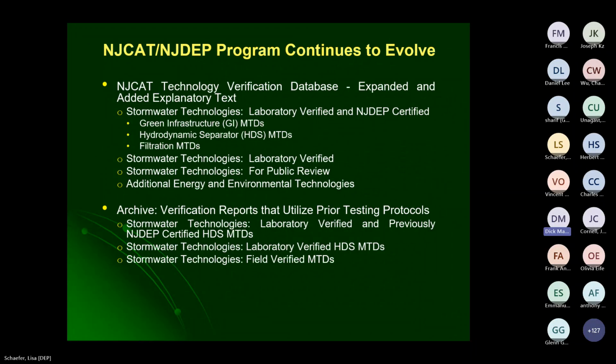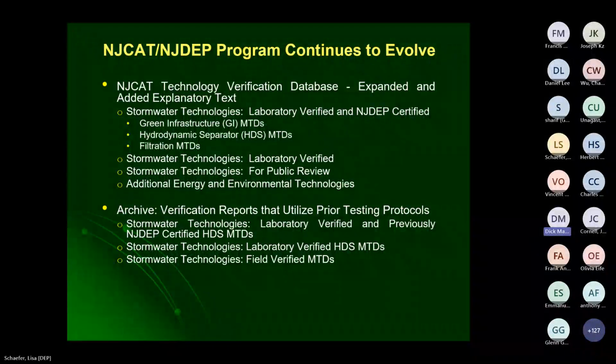Okay, the program continues to evolve, okay, which is exciting. If you go to our website, you'll see that we've expanded the database and we've added explanatory text to help reduce confusion for those who don't work with this program every day. So we list stormwater technologies that have been laboratory verified and NJDEP certified. We've broken them down into 3 subcategories with supporting text. We've tried to explain why some technologies are only laboratory verified. I told you the most critical example there is the D50.